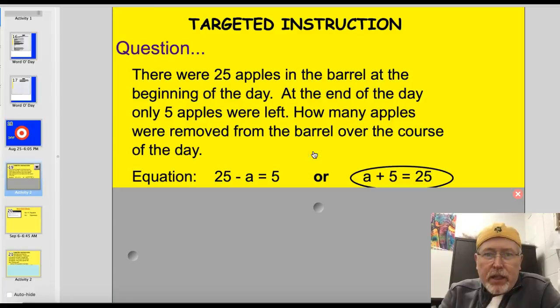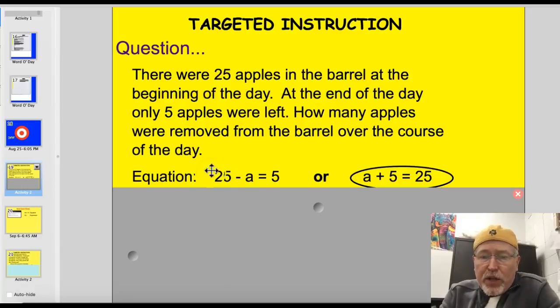Let's do this thing. There are 25 apples in the barrel at the beginning of the day. At the end of the day there was only 5 apples left. How many apples were removed from the barrel over the course of the day? Now, most of you are just going to go, well, 25 minus 5 is 20, and that's fine. I'm going to encourage you tonight to think about the kind of equations that we were writing last night just for a little additional practice.